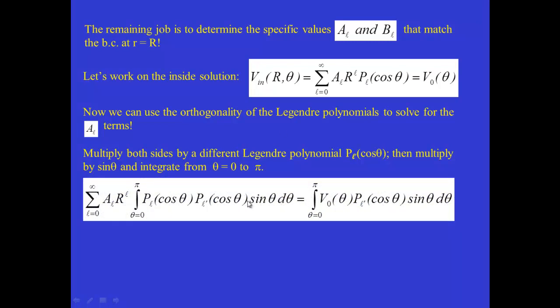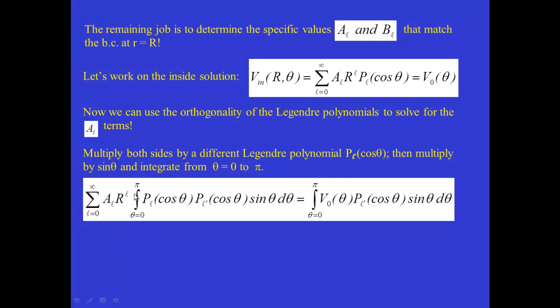It looks messy. Okay, now you can see the P sub L prime term on the left-hand side, the P sub L prime term on the right-hand side, and then there's a sine theta d theta, because for this coordinate system, when we do an integral, we have to multiply by that sine theta in order for things to work out in a normalized way.